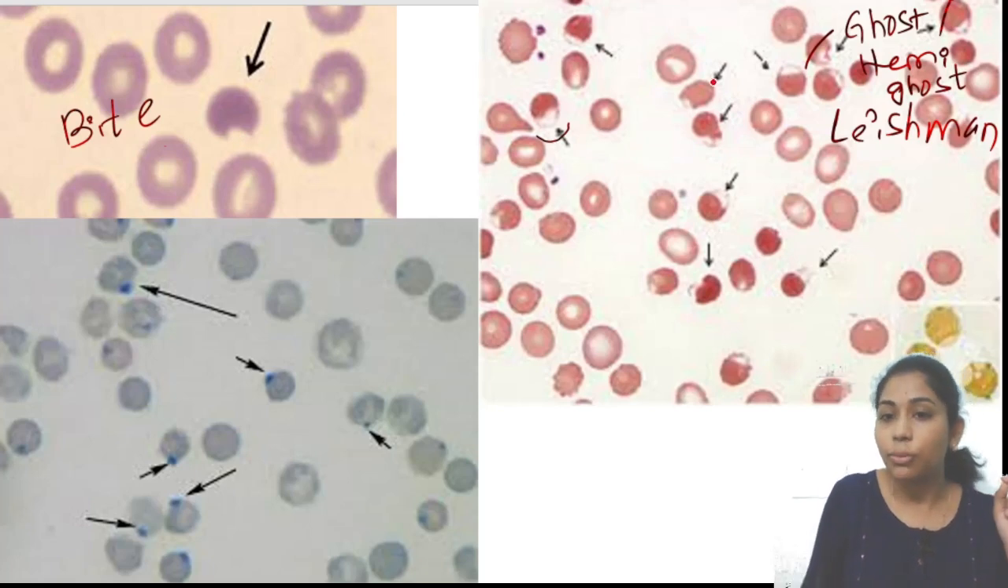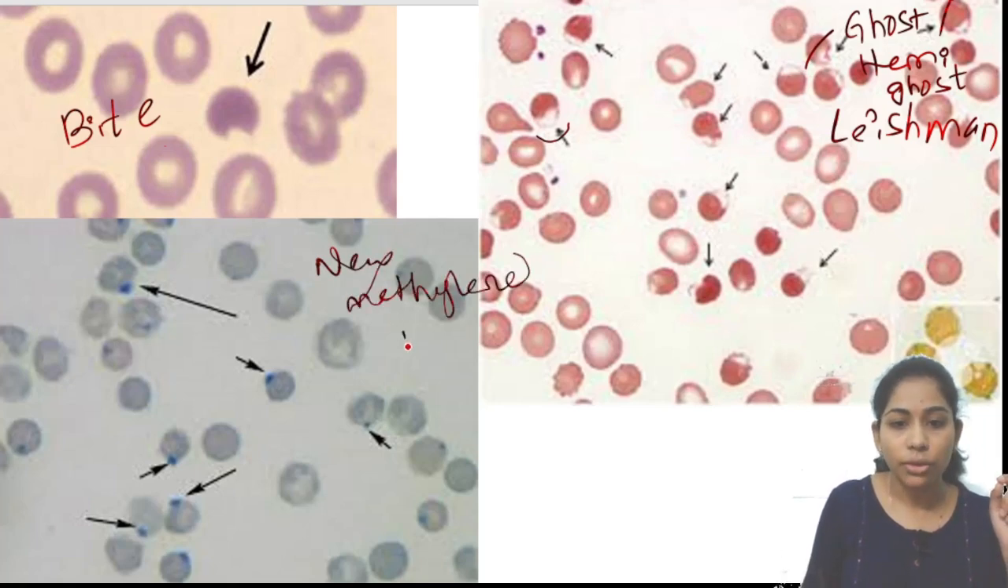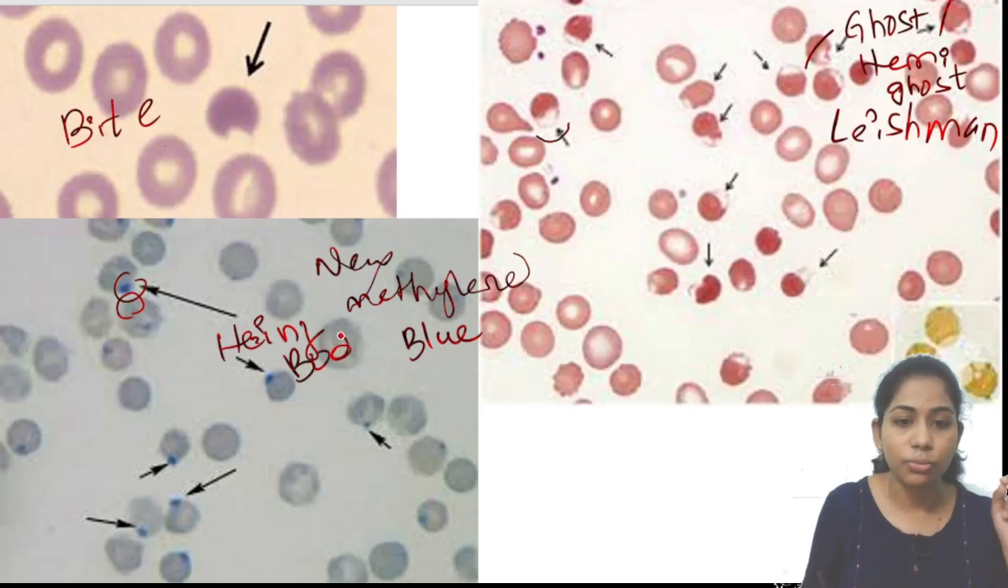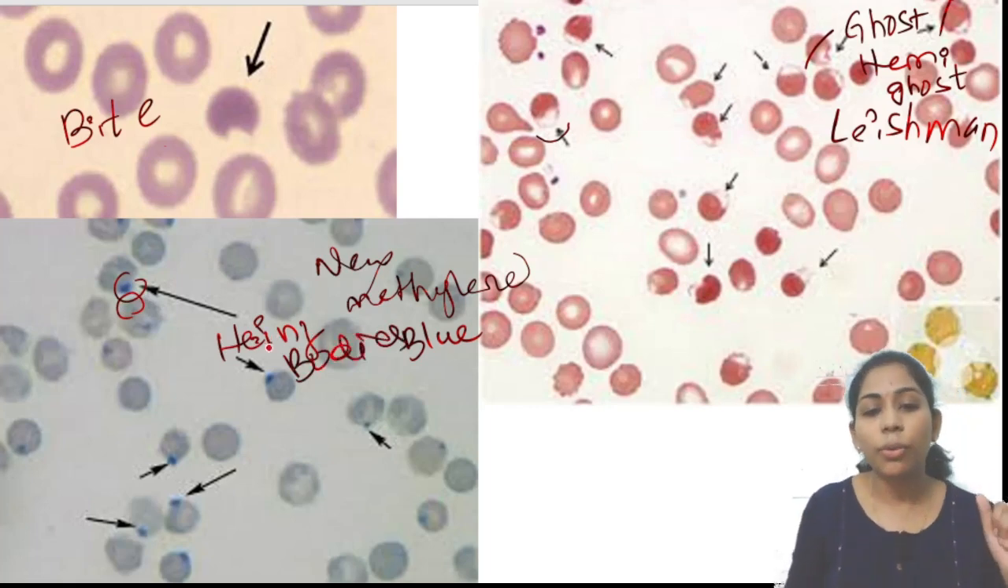And this denatured hemoglobin, when we stain with supravital stains, which is new methylene blue or brilliant cresyl blue, appears like this. So these are nothing but Heinz bodies. Correct? These are Heinz bodies. Clear? So now that we have talked about Heinz bodies, let's discuss other bodies in the PS.